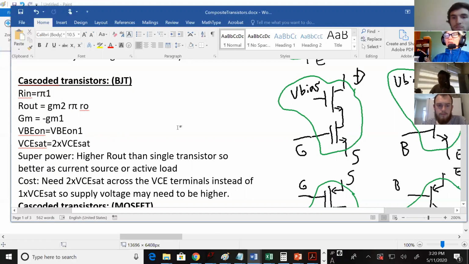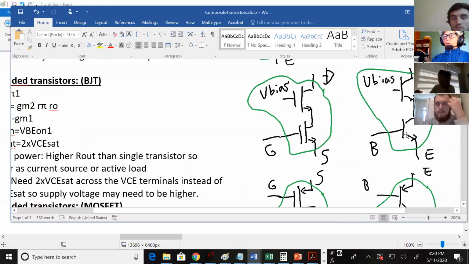Where this is a little bit different voltage-wise than a single transistor is that if you want both of these transistors to be in the forward active region, what collector emitter voltage do you need to make sure this is in the forward active region? Above VCSAT. So this needs at least a VCSAT across it. So this node will be sitting at VCSAT.